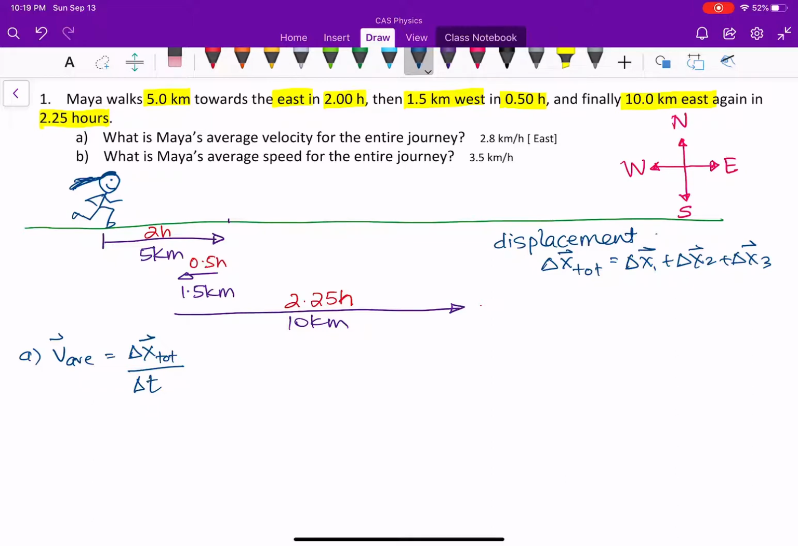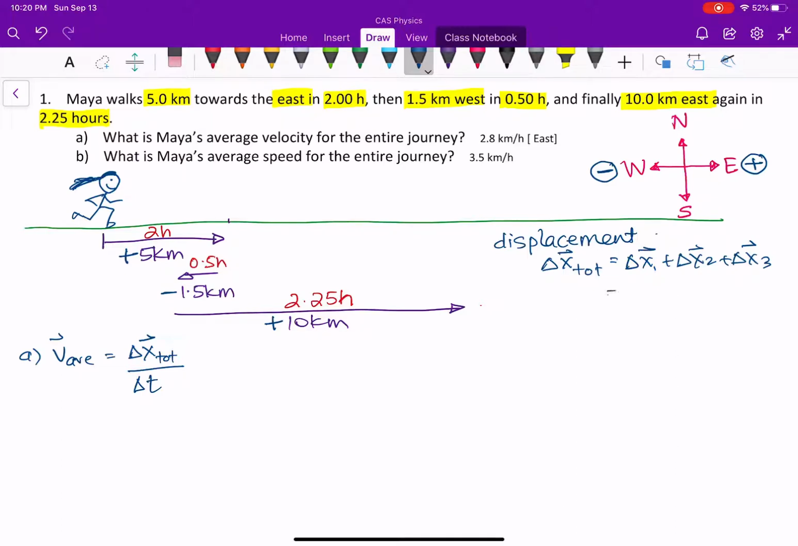When I'm walking the first 5 kilometers, I'm going in an eastward direction, and like I said in the handout, we assign a direction a sign convention. So for example, in this case, I'm going to call anything going in the eastward direction positive, which automatically makes anything going in the westward direction negative. So that assigns a positive sign to the 5 kilometers, a negative sign to the 1.5 kilometers, and a positive sign to the 10 kilometers.